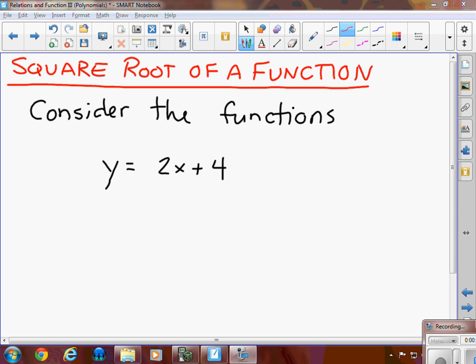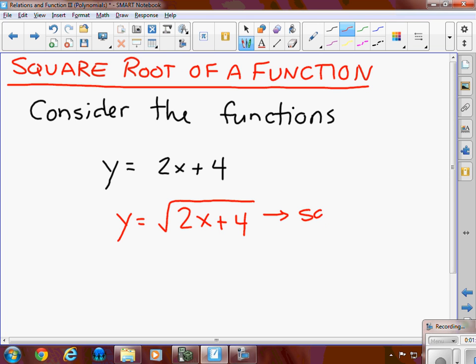All taking the square root of a function is, wait for it. Are you ready? Here it is. Y equals 2x plus 4, square rooted. Wow, that's some tough stuff. So this is the square root of the original function.